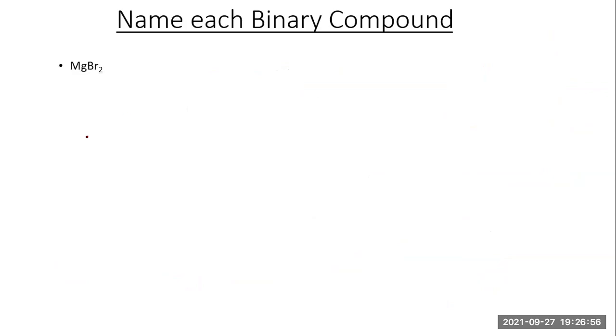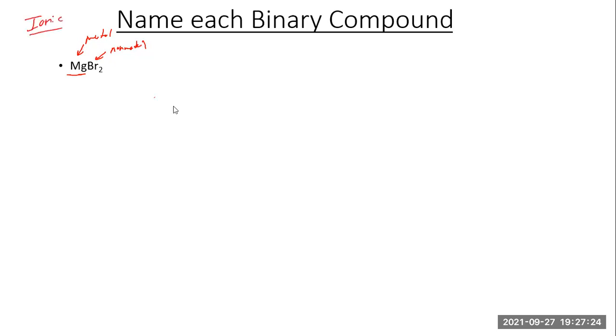Let's take a look at each of these and again, kind of go through the names and see what we're looking at, what we should be looking at. So obviously, if we see this MgBr, first off, we do want to identify what we're dealing with. Mg is a metal, Br is a non-metal. So automatically, when you see that, we should know that this is an ionic compound for sure. And it always is with a metal and a non-metal.